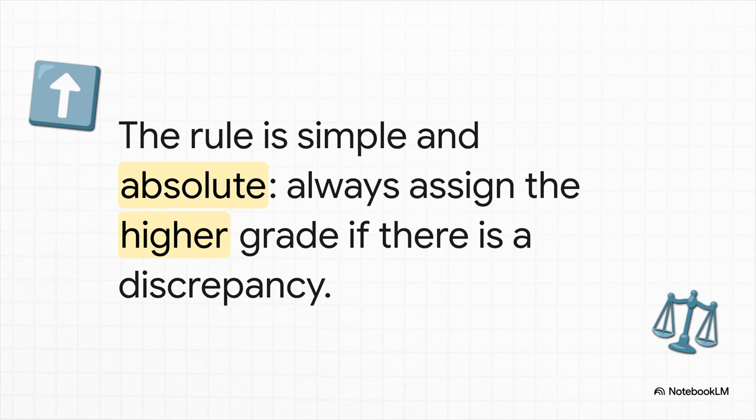The rule here is super simple, and you have to remember this. You always assign the higher grade, no exceptions. If the mitotic rate and the Ki-67 disagree, the higher grade takes it. It's a clean, simple rule that keeps you from undercalling a tumor's aggressiveness.